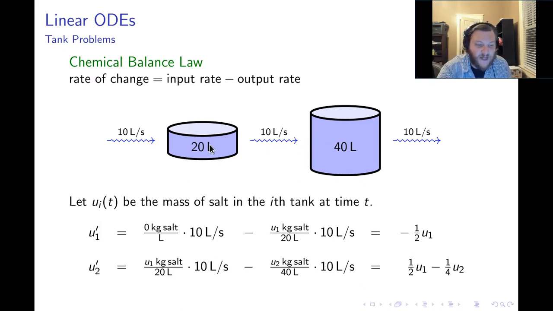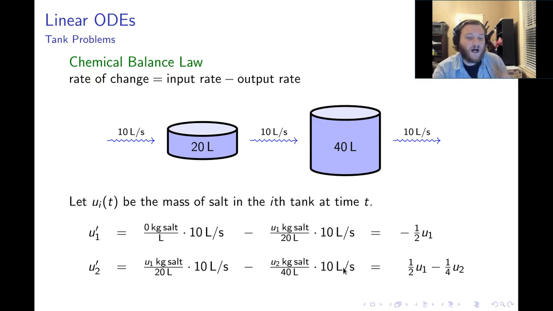And in the mixture from tank 1, we know that the velocity is 10 liters per second, but the concentration of salt in that liquid is whatever the amount of salt is in the first tank at any moment in time. That's U1 kilograms of salt per liter, so then we divide by the total volume of the tank, which is 20 liters. When we simplify this, this just ends up equaling 1/2 times U1. Now let's take into account the amount of salt exiting the tank over time. So what is leaving the second tank? Well, the velocity at which liquid is leaving the tank is 10 liters per second.